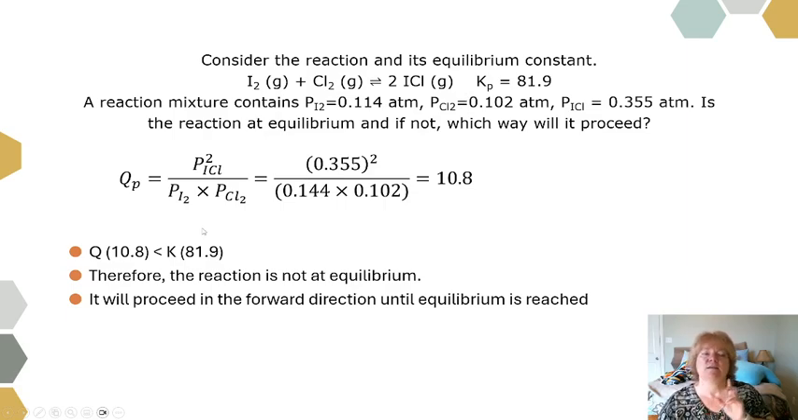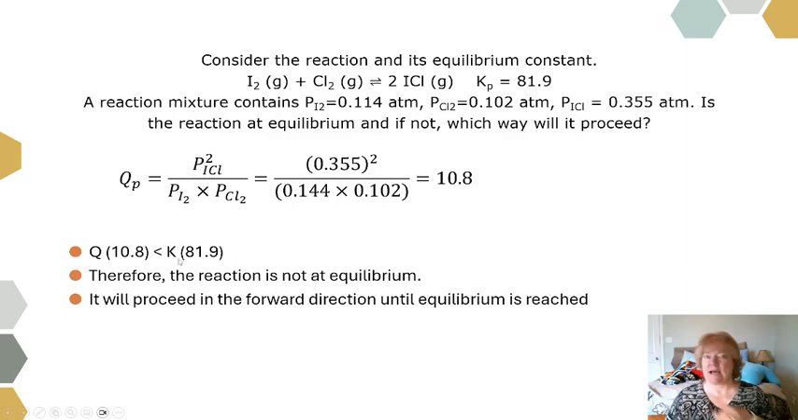So I know K. I'm going to calculate Q by looking at the reaction and writing the law of mass action. So the partial pressure of ICl squared divided by the partial pressure of iodine times the partial pressure of chlorine. Now I put in the values, 0.355 squared over 0.144 times 0.102, calculated out, it's 10.8. So Q, 10.8, is less than K, significantly less than K.